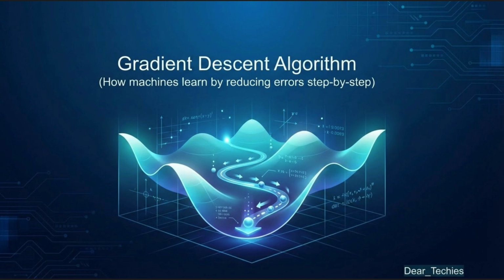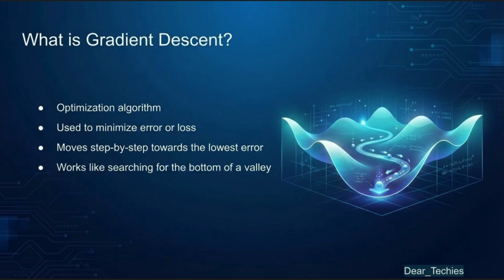In this video, we will learn about one of the most important concepts that every machine learning model uses internally, the gradient descent algorithm. This algorithm teaches the model how to learn by reducing its error step by step. Gradient descent is an optimization algorithm used in almost all machine learning models. Its main job is to reduce the model's error or loss.